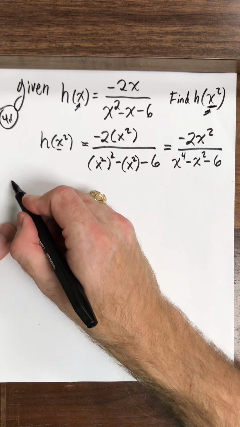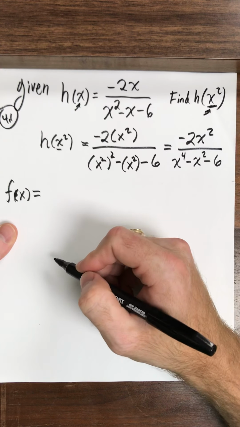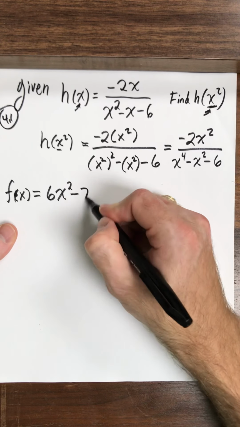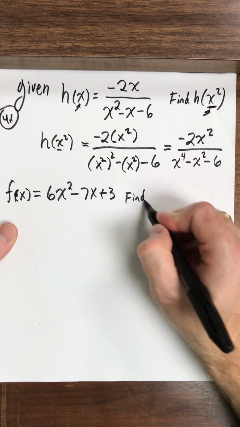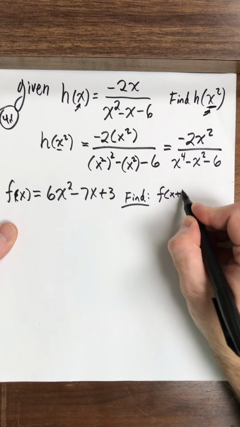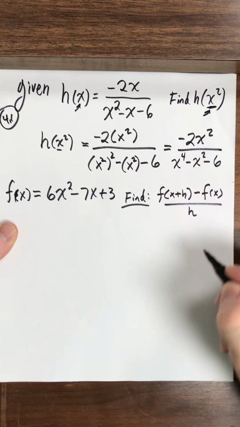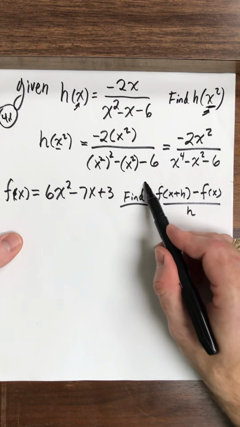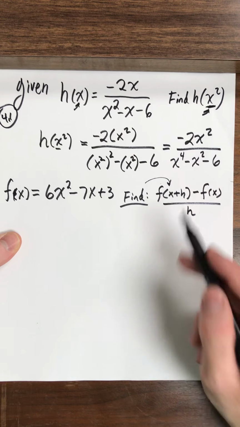Now, let's try another one. So I'm given f of x, and f of x is equal to 6x squared minus 7x plus 3. And I want to find, this is what's known as the difference quotient. So f of x plus h minus f of x all over h, okay? The hardest part of this problem, I think, is to calculate this one, all right? So we need to figure out what f of x plus h is.